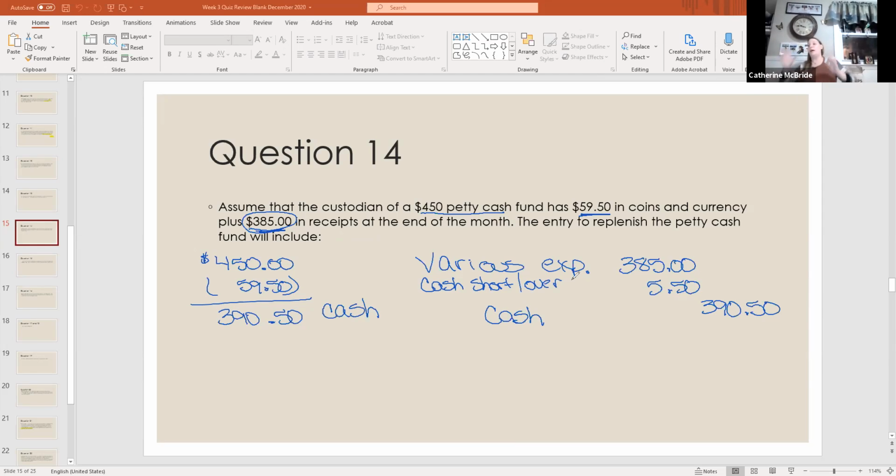So once I've done that, I've gone to the bank. I wrote a check for $390.50. I came back. I recorded the receipts as expenses. I put that $390.50 in my petty cash box where I already have $59.50. And now I'm back up to $450 that I can spend.